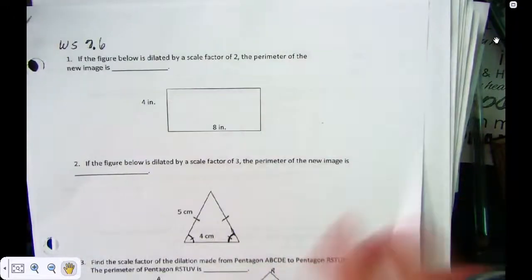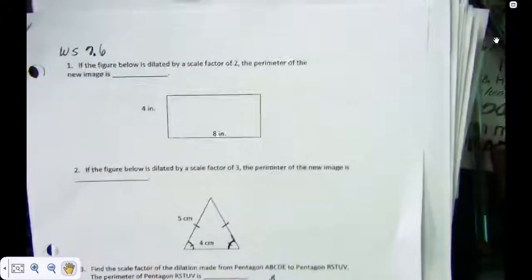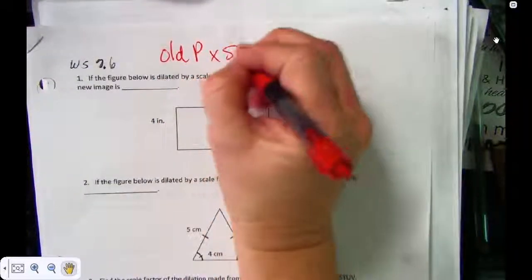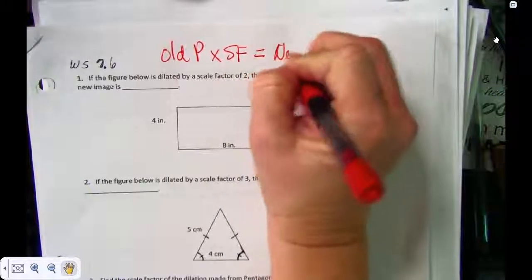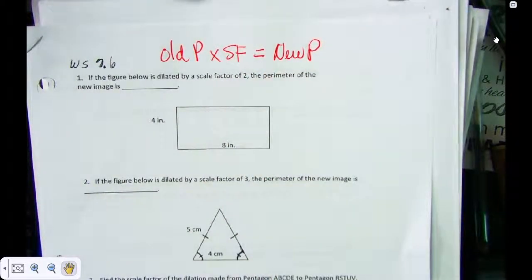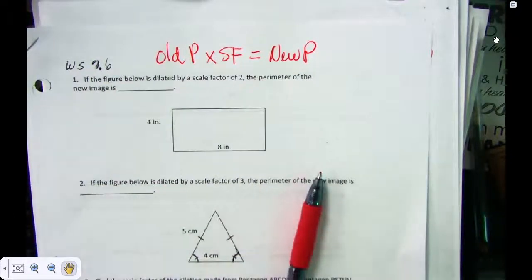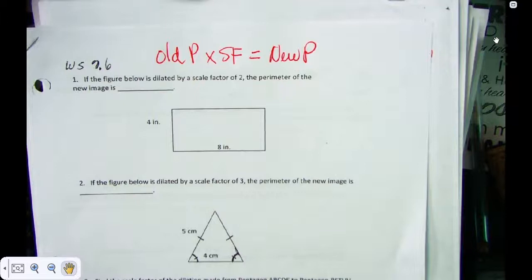Okay, here we go. At the top of this page, write: old P times scale factor gives me new P, new perimeter. So I'm going to show you 2 ways to do this. You don't have to do them 2 ways, but we're going to practice on both ways.